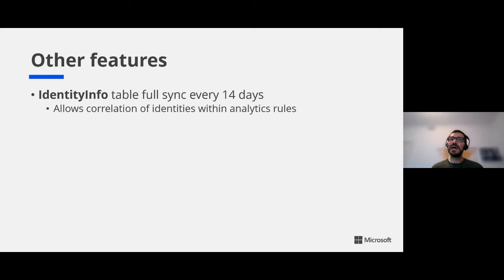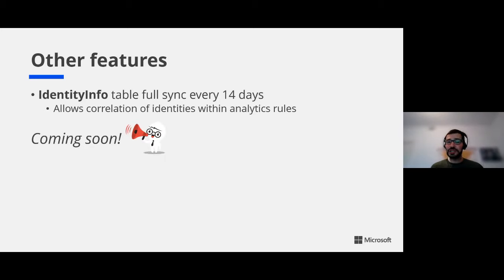Why? We want to give users the possibility to correlate information in the IdentityInfo table with other data sources. That is very important. There are specific use cases that we have been getting from customers where they wanted to use that identity info to correlate, and now it's possible inside the analytic rules thanks to this change.